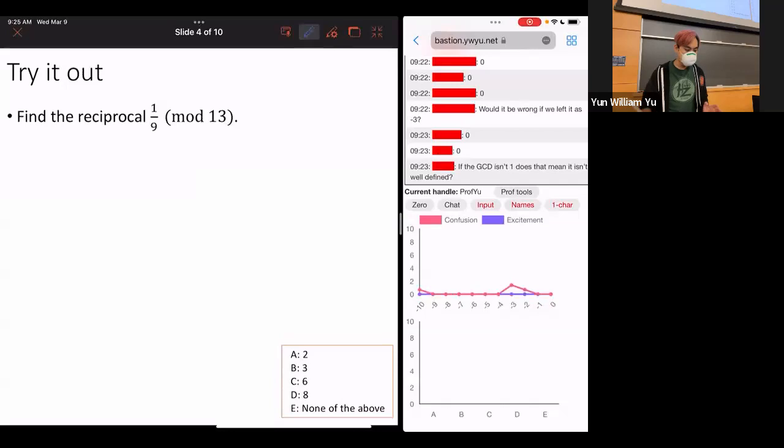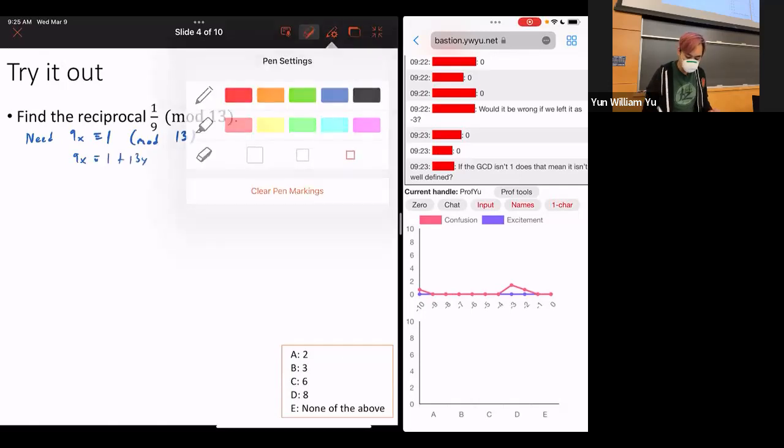And let me go ahead and just give you all the setup so that I can repeat it again. So what you need is 9x is equivalent to 1 mod 13, which is the same as saying 9x is equivalent to 1 plus 13y. Oh, sorry, not equivalent, equal to.